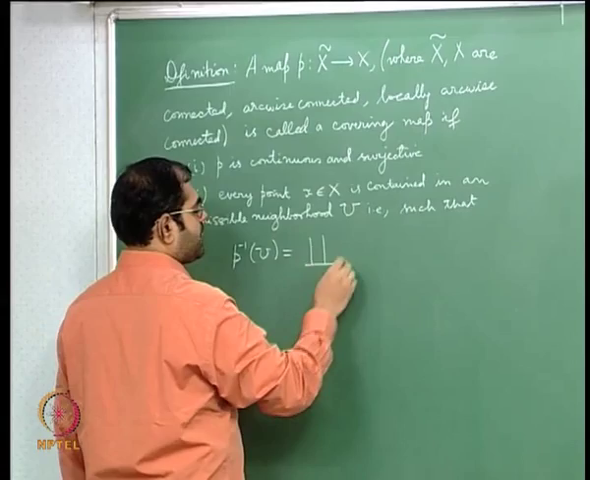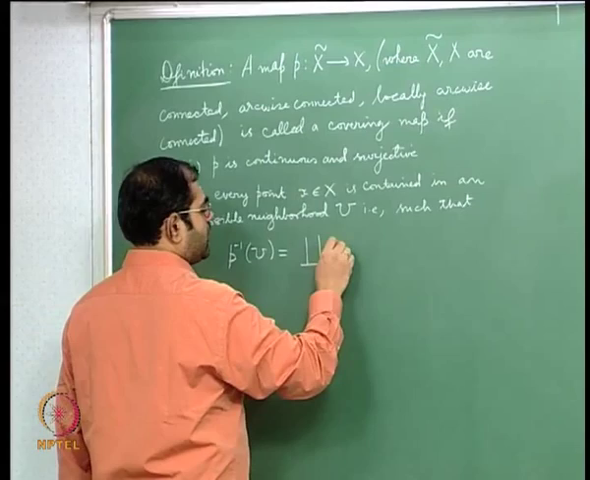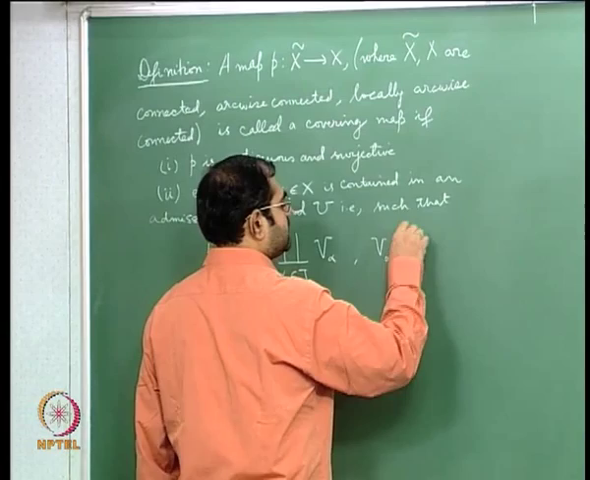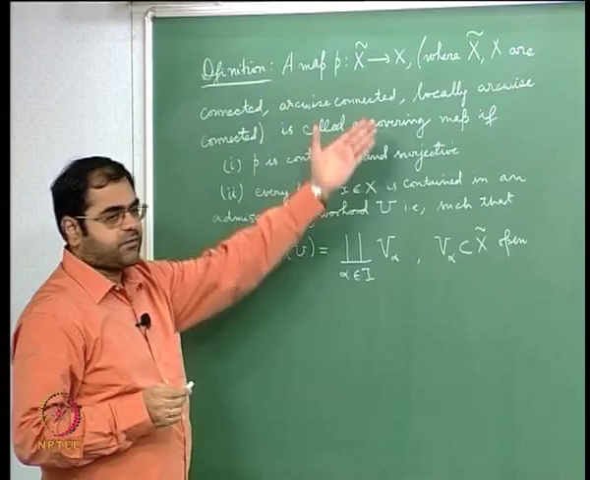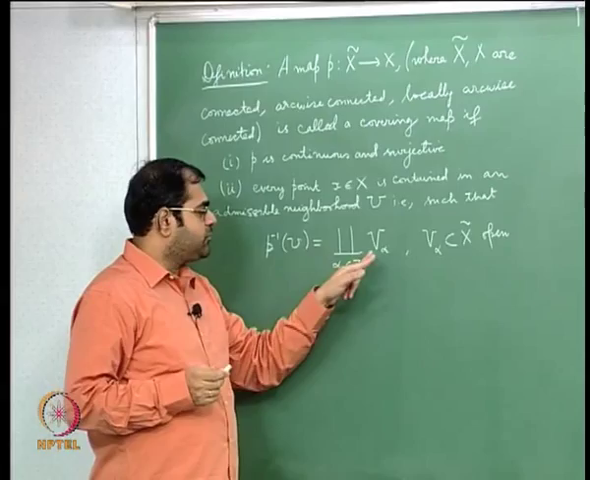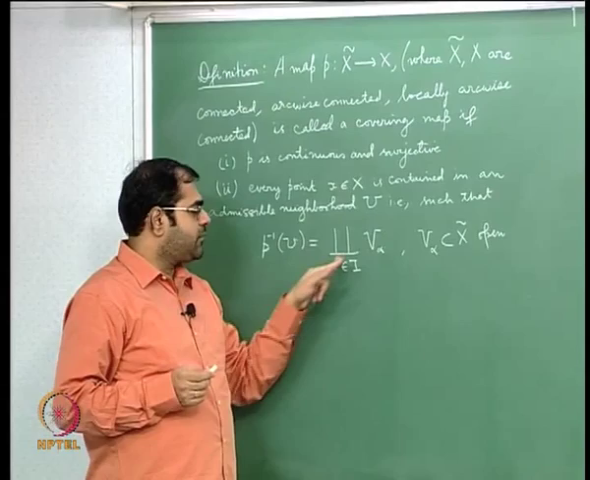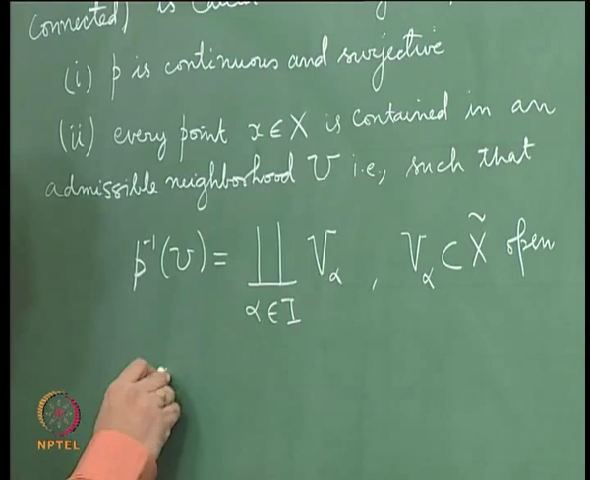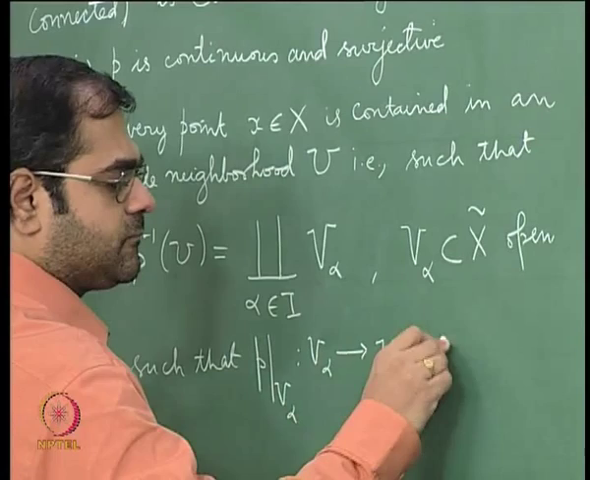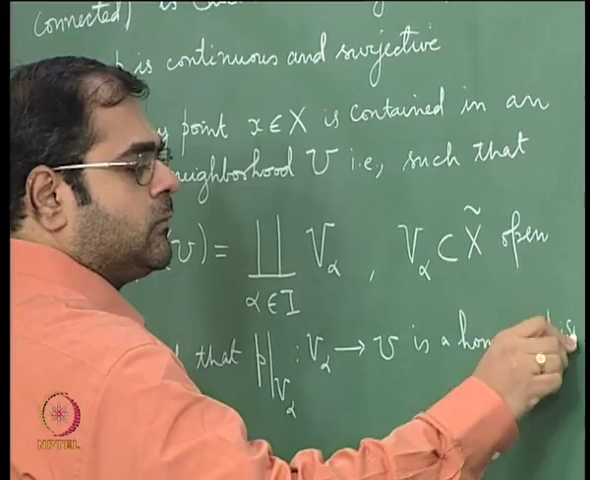is a disjoint union of certain V alphas, alpha running through an indexing set I, V alpha in X tilde open. The inverse image of an open set containing x will of course be an open set, since P is continuous, but that's not enough. What we want is that it should break up into a disjoint union of open sets such that P restricted to each V alpha, from V alpha to U, is a homeomorphism.